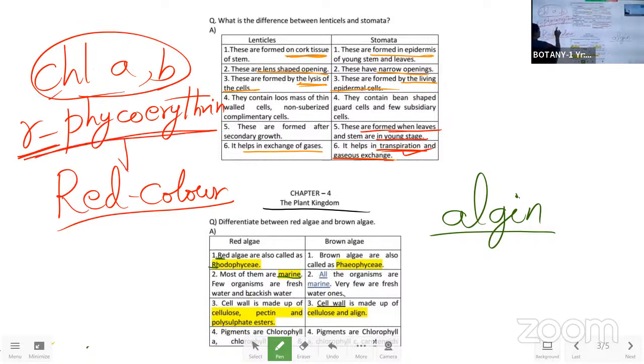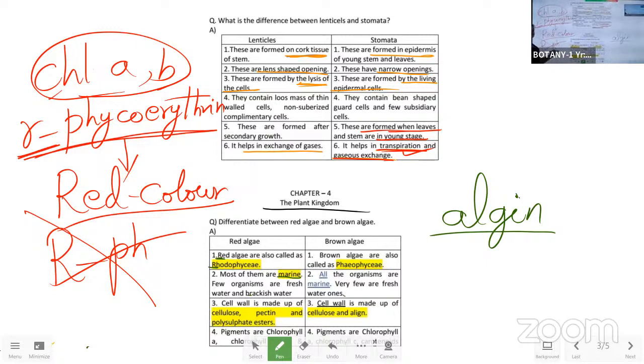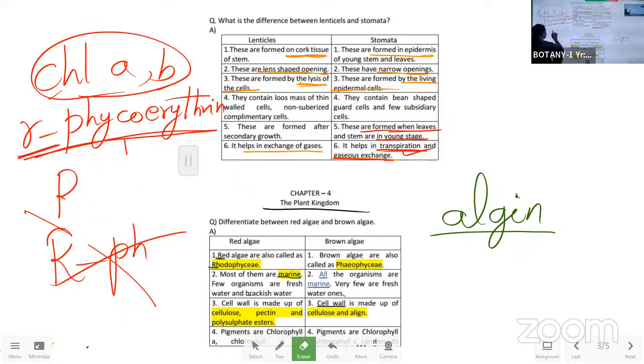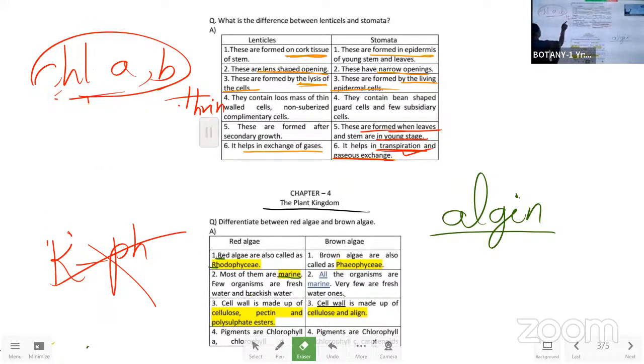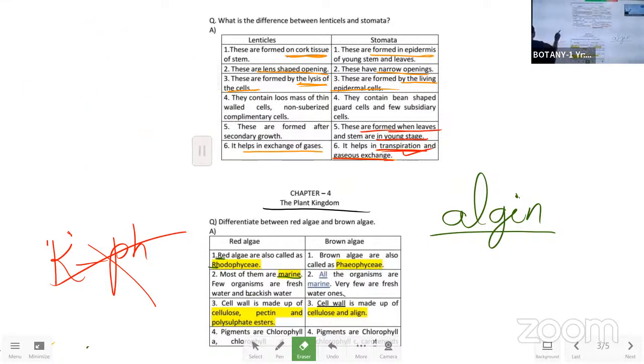Which color? Red color. In this, the letters are case sensitive. This word only is case sensitive. The r should be a small letter. We cannot write r as a capital letter. If you write R as a capital letter in phycoerythrin, then it's a complete blunder and we won't consider that word you have written for the pigment. We will say you have written only chlorophyll a and b, and we will give marks only for that. And we can deduct marks when you have not written the r-phycoerythrin for the red algal members.